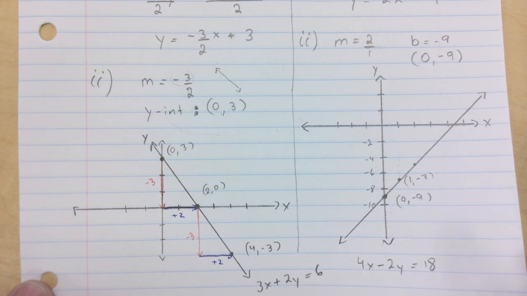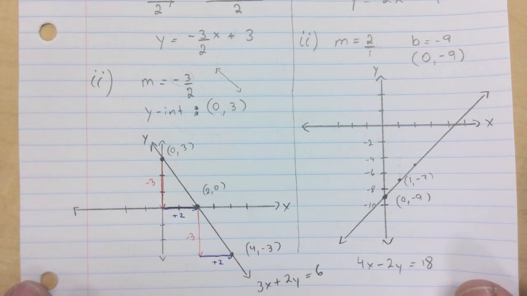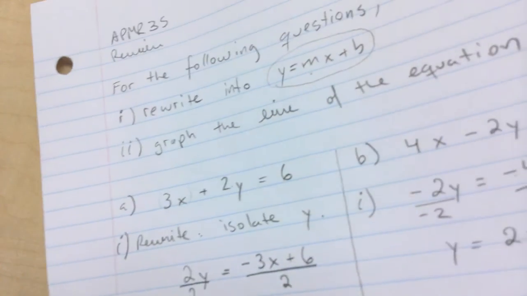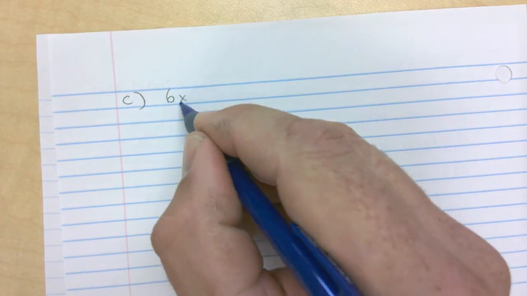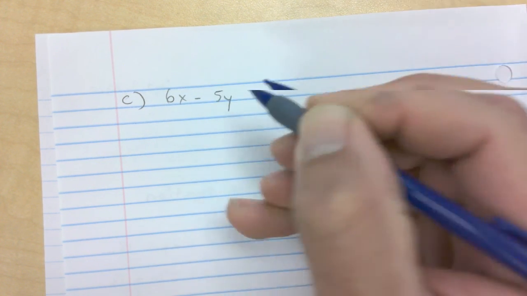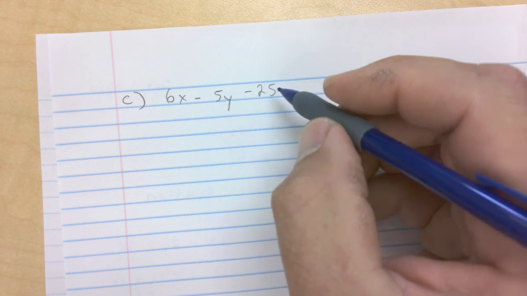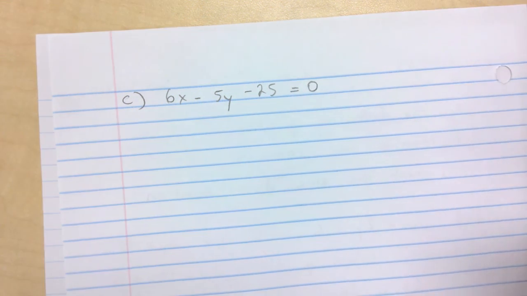So we're good. Maybe I'll let you try one. Yeah, this is going to be good. So C, we're going to go 6x minus 5y minus 25. What's going on there? Right?